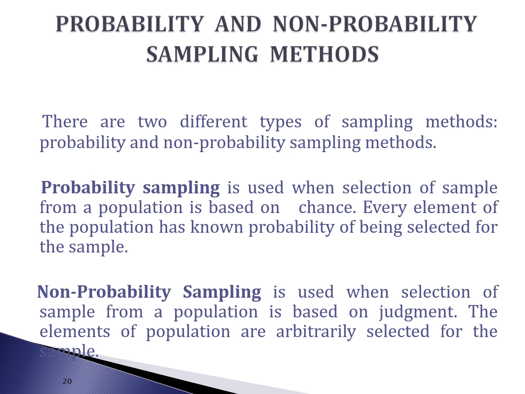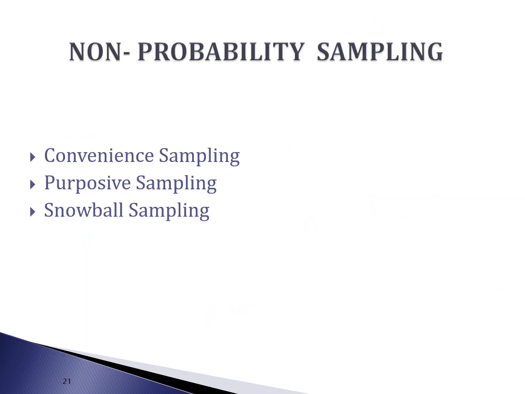Probability sampling is used when selection of a sample from a population is based on chance. Every element of the population has a known probability of being selected for the sample. Non-probability sampling is used when selection of a sample from a population is based on judgment. The elements of the population are arbitrarily selected for the sample.